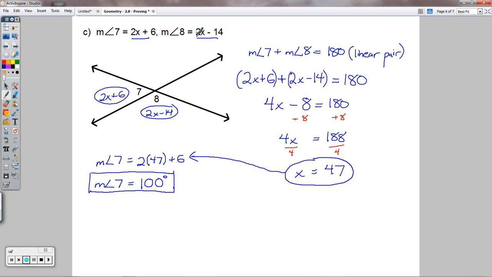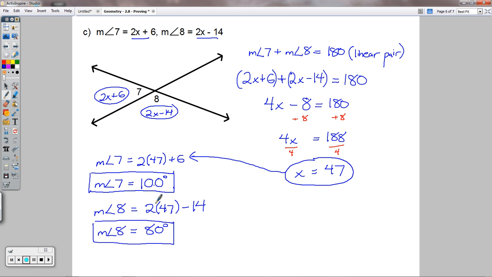Now let's do the same thing for the measure of angle 8 to calculate what that equals. So 2 times 47 once again, that's going to be 94 minus 14. 94 minus 14, that's 80 degrees. And so we have 80 and we have 100.